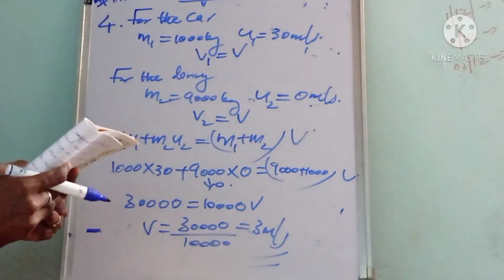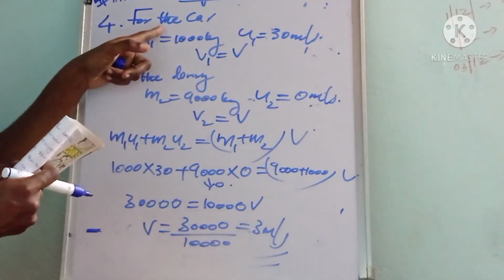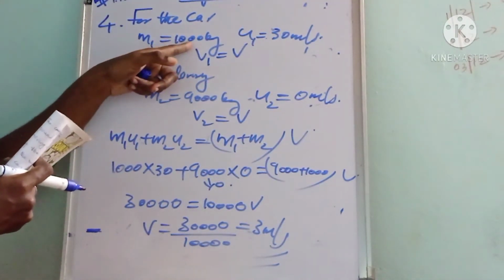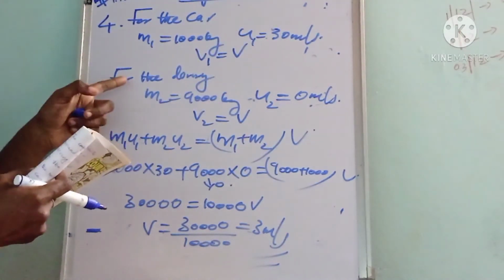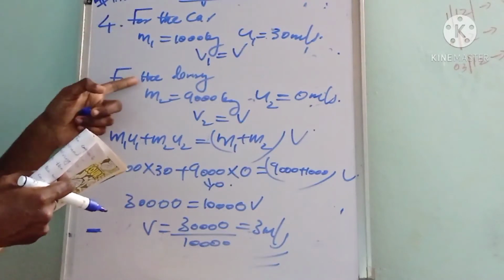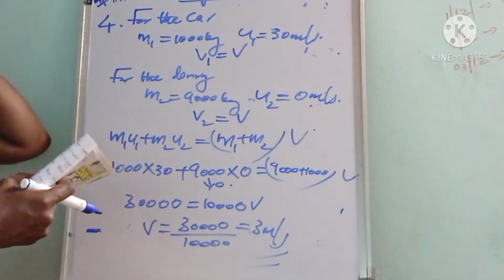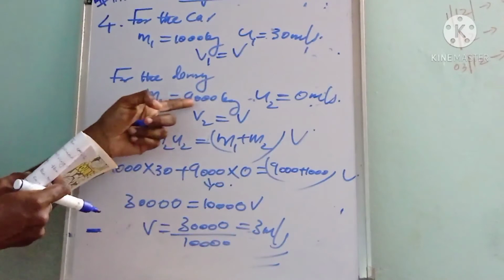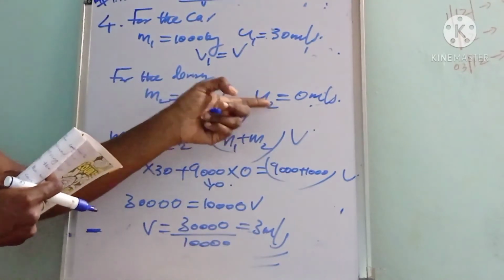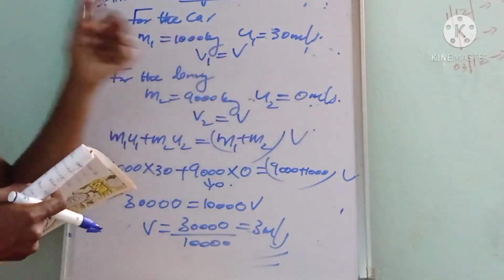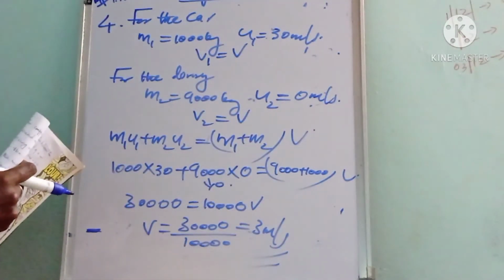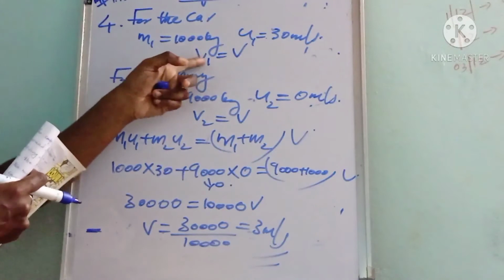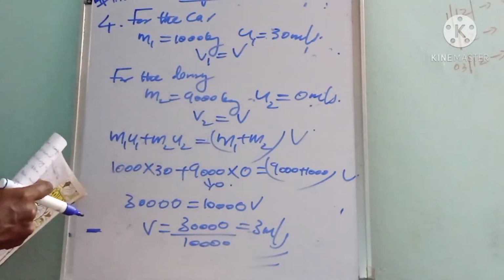Here a car of mass 1000 kg, that is m1 is 1000 kg, moves with a velocity of 30 meter per second. Then it collides with a stationary lorry. The mass of the lorry is 9000 kg and it is stationary, so its velocity is 0 meter per second. After collision these two are joined and move with the same velocity, so V1 is taken as V and V2 is also taken as V.